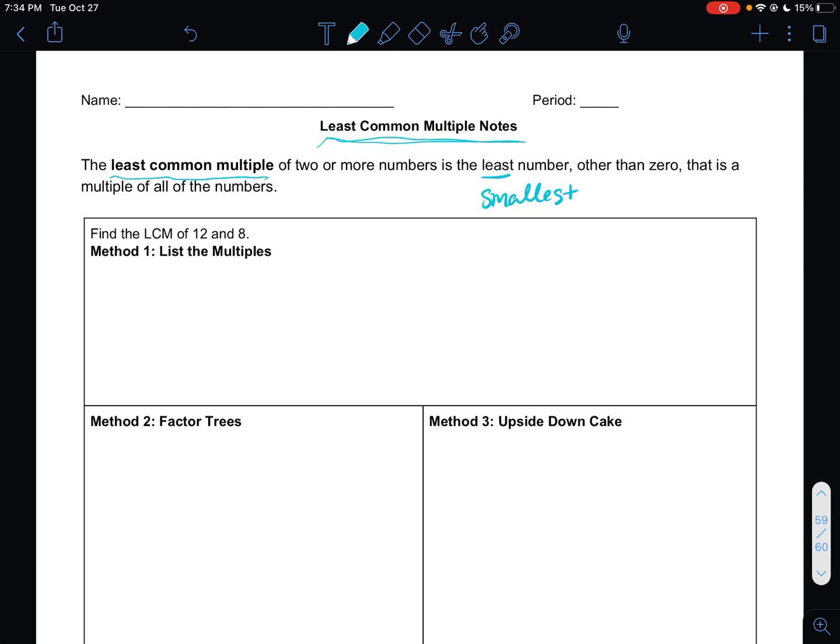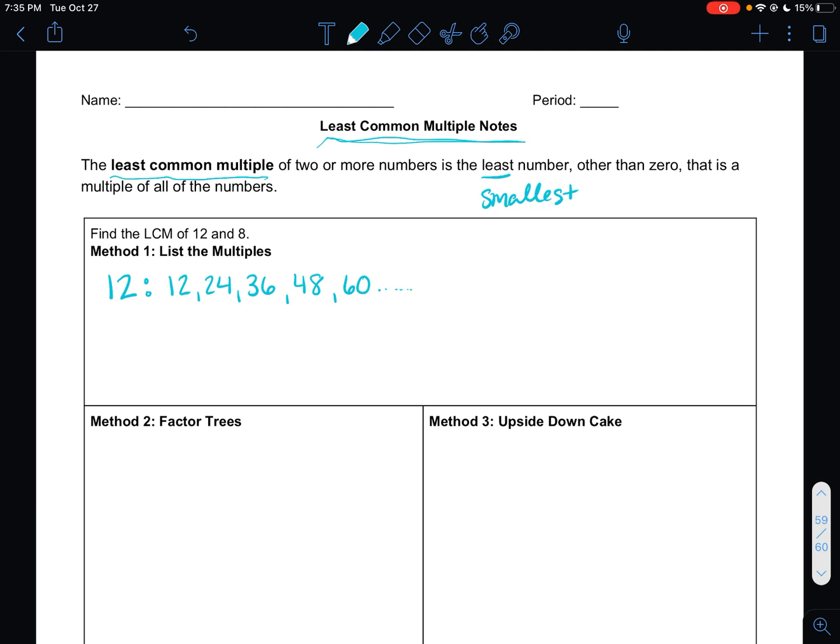So if I were to list the multiples of 12, they would be 12, 24, 36, 48, 60, and so forth. They go on and on and on. It's like skip counting. If I were to ask you to find the least common multiple of 12 and 8, you can use the method where you just list all the multiples and then you find the smallest one they have in common. That's always a good method to fall back on if you don't remember how to do the cake or the trees. So I'll show you that right now.